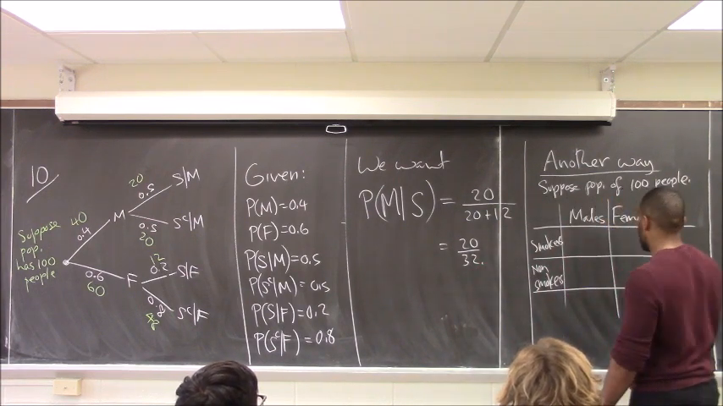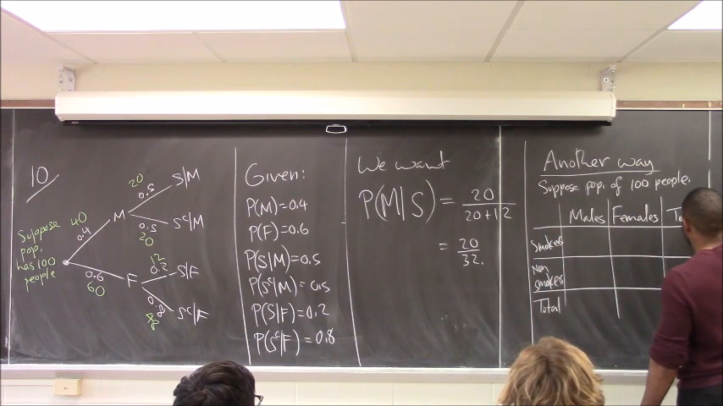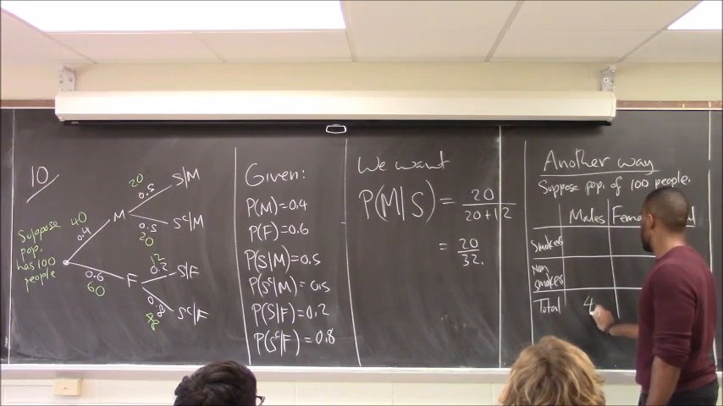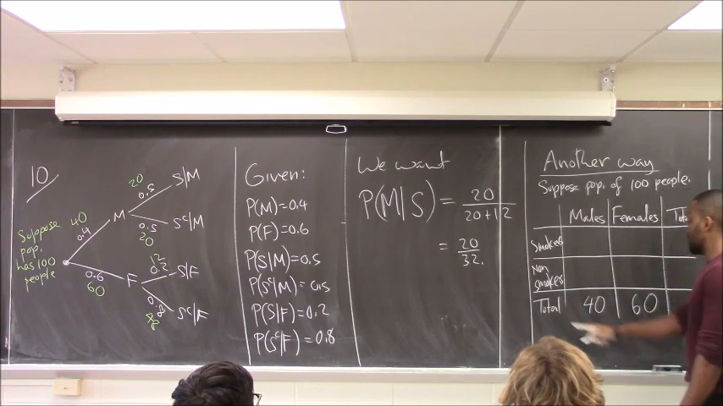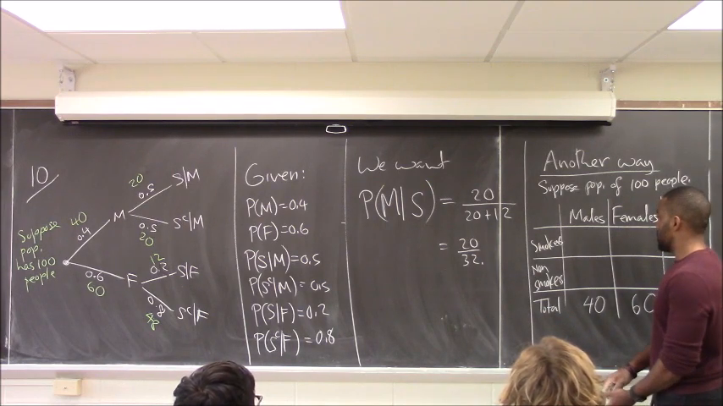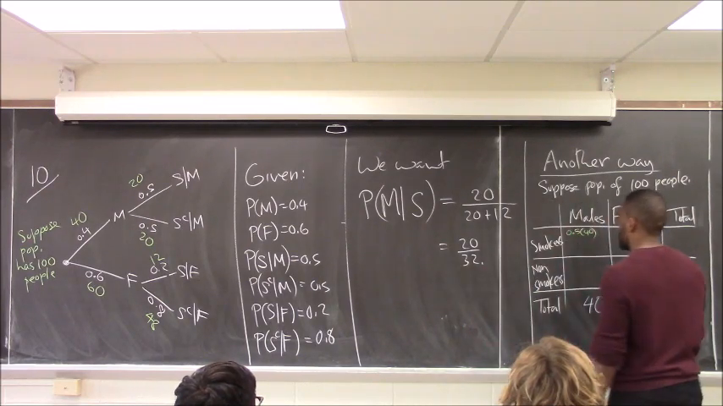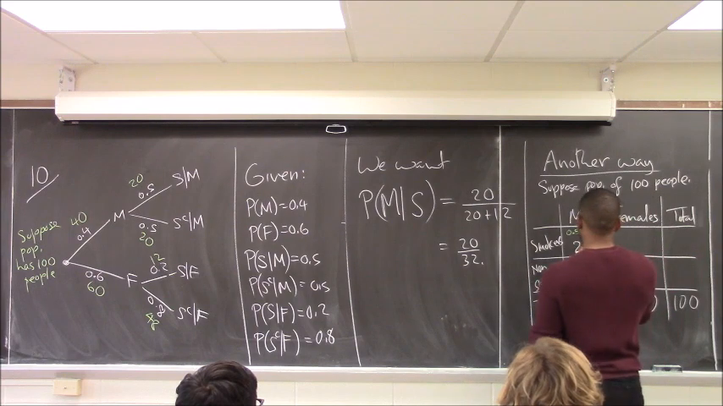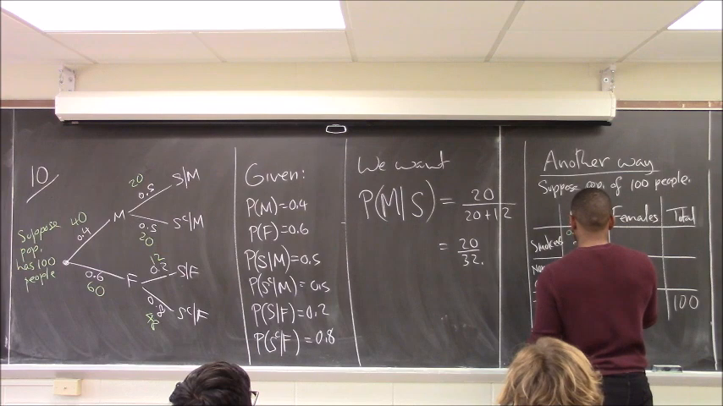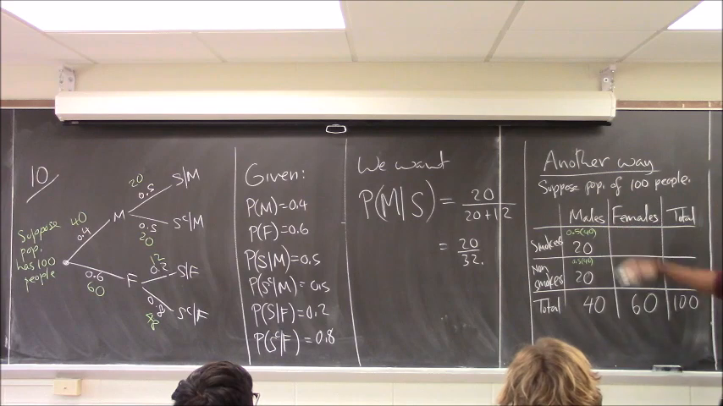So you can fill in the totals. Now I know the total number of males is going to be 40. Total number of females is 60. The total of the whole population is of course 100. We know that 50% of the males smoke, so this should be 0.5 times 40. So that's going to be 20 people here. And of course, this is also going to be 0.5 times 40, so that's 20 people here. Or you can think of this as 40 minus the 20 that you had here.